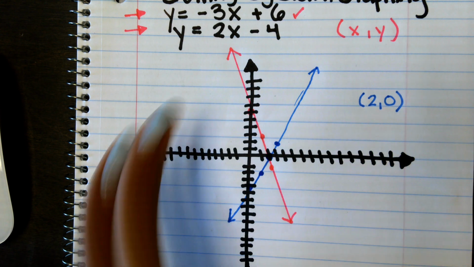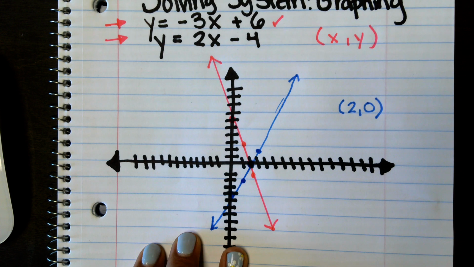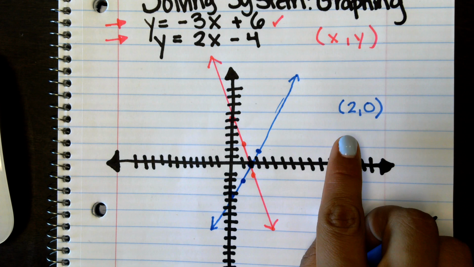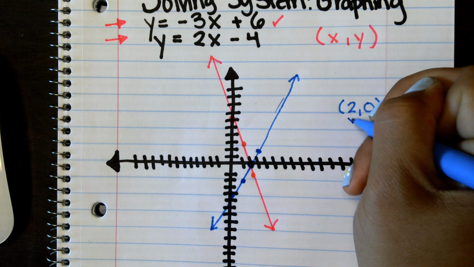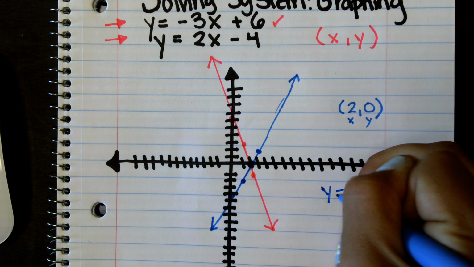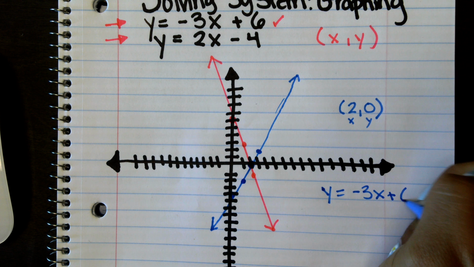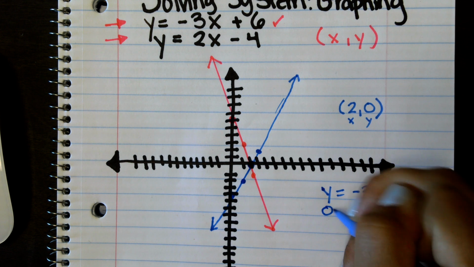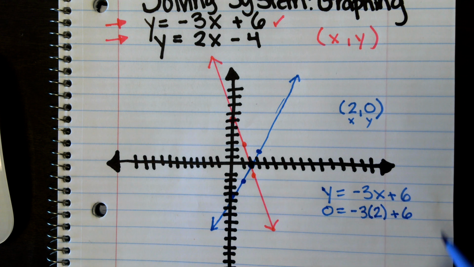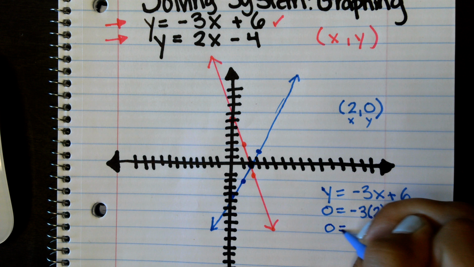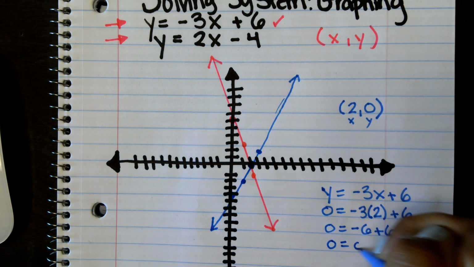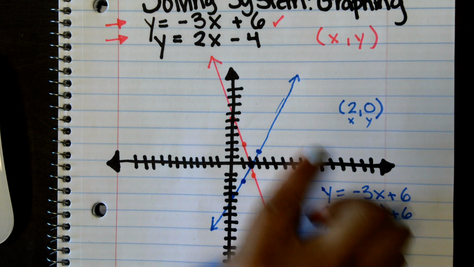Okay. So, for example, if I were to take this first one, y equals negative 3x plus 6, and plug this in, right, my y would be 0 equals negative 3 times my x, which is 2, plus 6. And I would have 0 equals negative 6 plus 6. And negative 6 plus 6 sure equals 0. So guess what? That point works for that top equation.